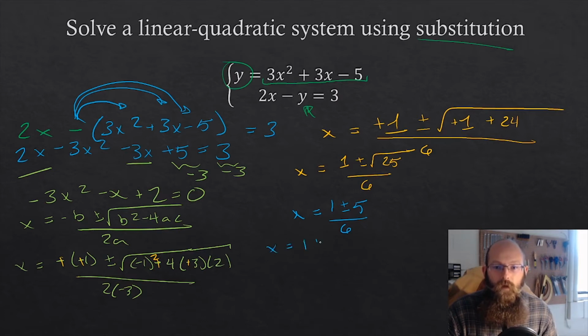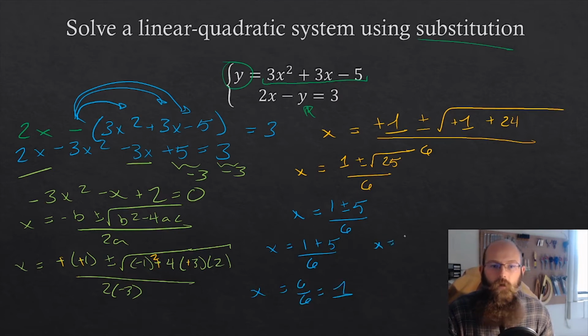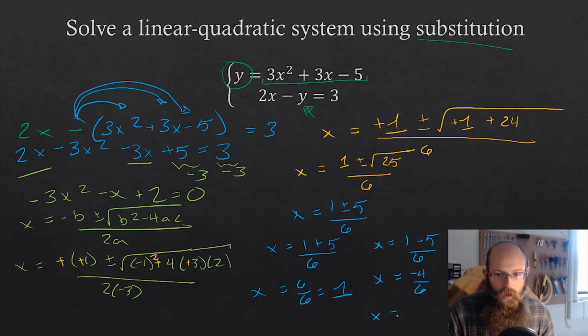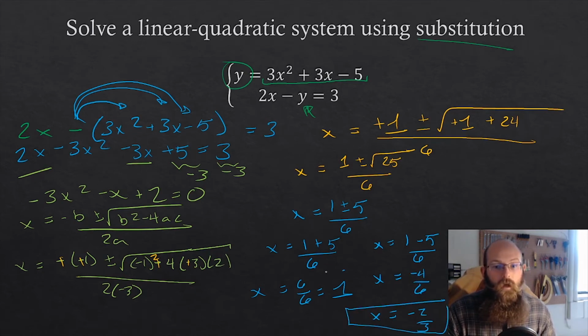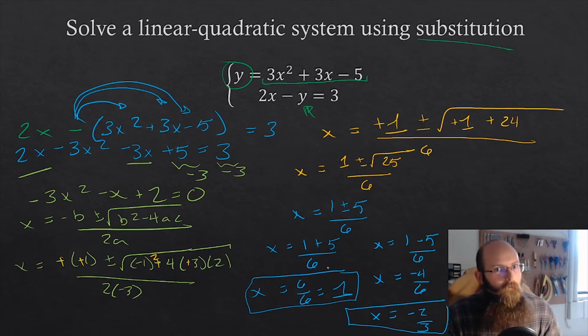X equals 1 plus 5 over 6. Well, that's x equals 6 over 6, which equals 1. I also have the case x equals 1 minus 5 over 6. And that's x equals negative 4 over 6, which simplifies to negative 2/3. So I have this one here. And I have this one here. And done! Not so much.